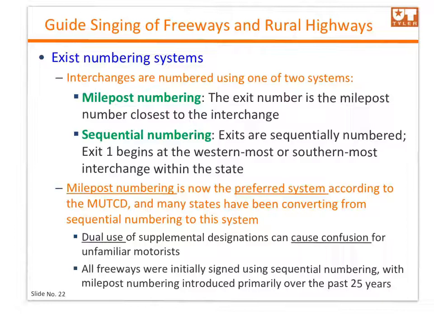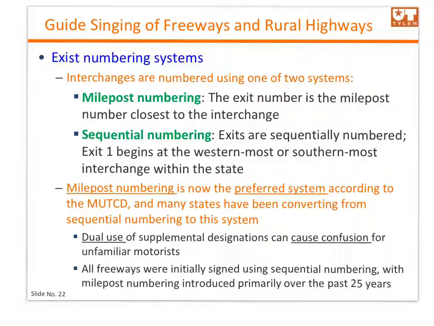Milepost numbering is now the preferred system, according to the MUTCD, and many states have already been converting from sequential numbering to milepost. Milepost is very accurate, and this is now the trend. Still, the dual use of supplemental designations can cause some confusion, because there are so many states still transitioning from sequential numbering to milepost, and that can cause confusion, especially for unfamiliar drivers.